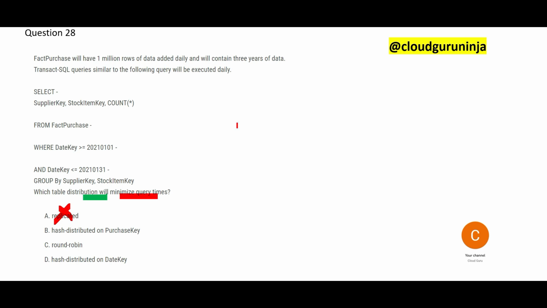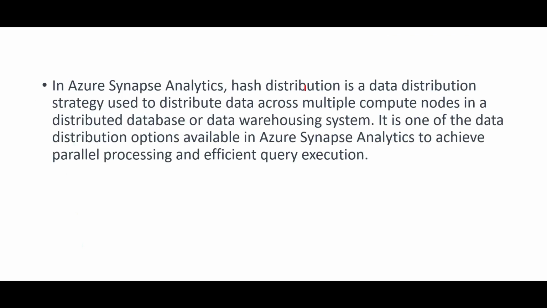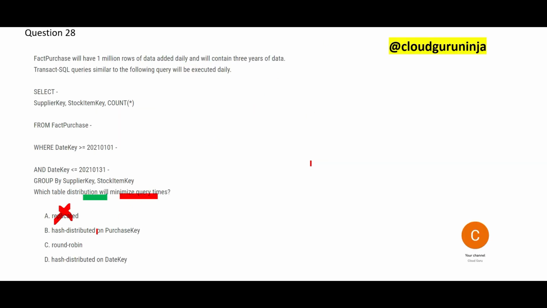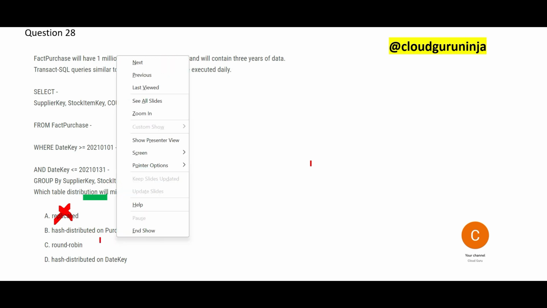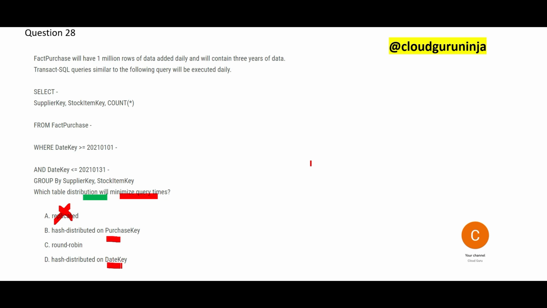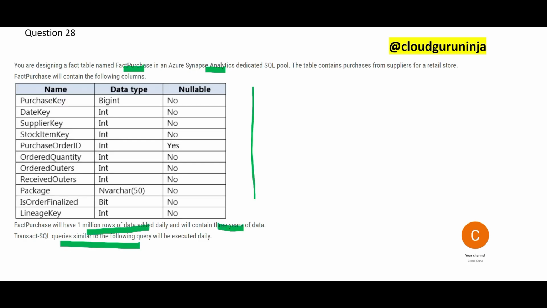Now hash distributed. In hash distribution, data is distributed across multiple compute nodes, and it is a very good data distribution option. It will help you with efficient query execution. That is what we want. The question is, hash distributed on what? On purchase key or date key? Which one?